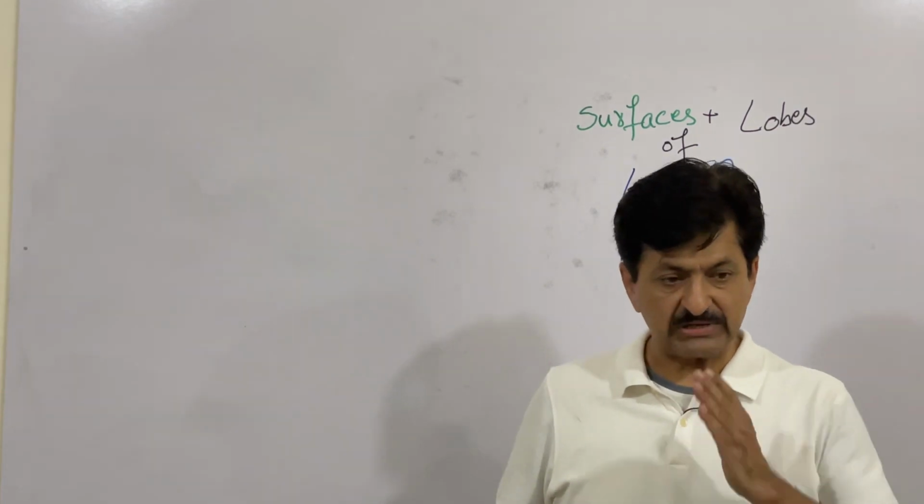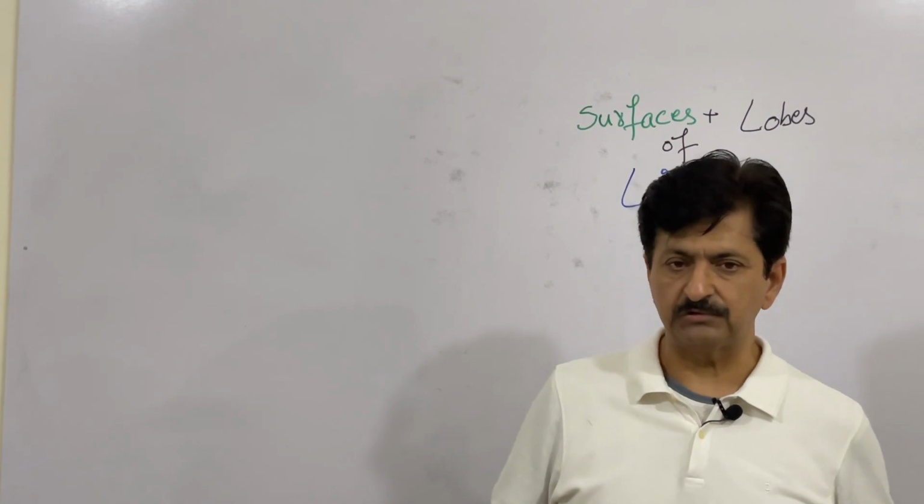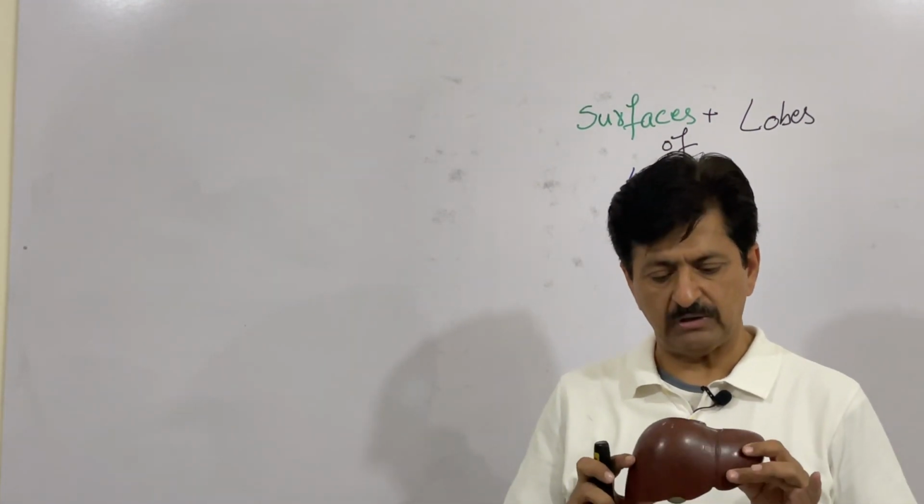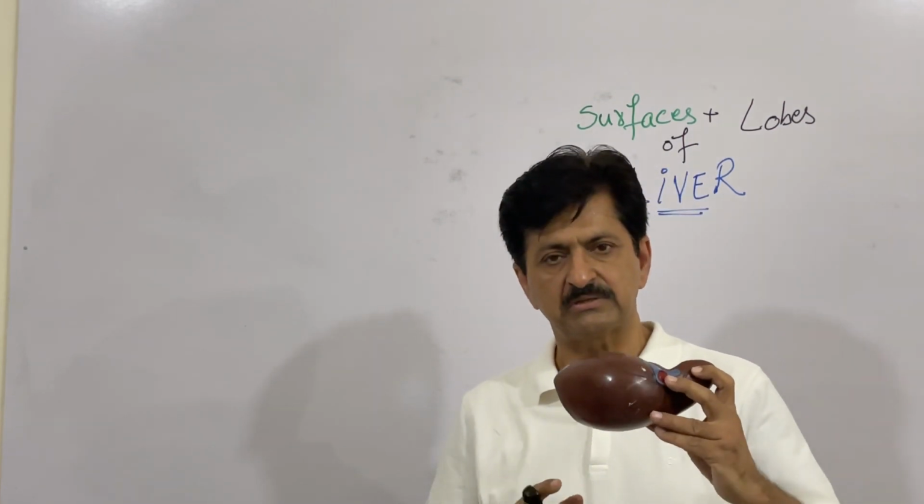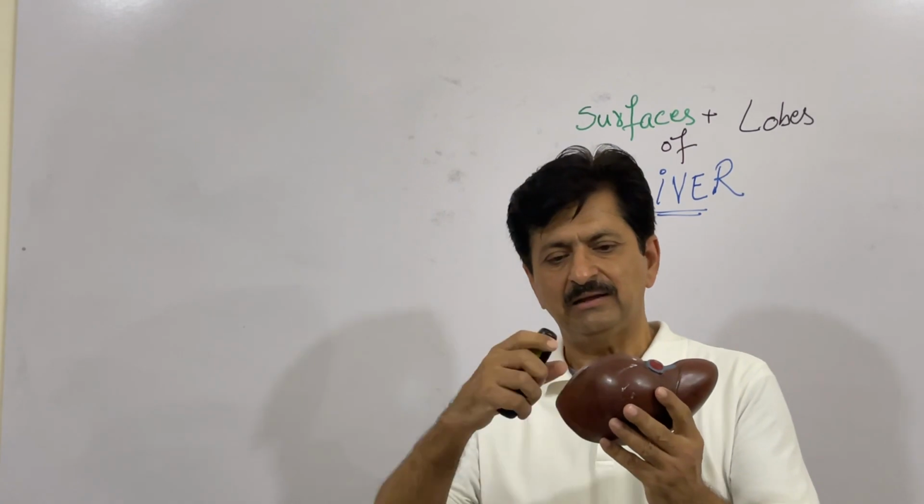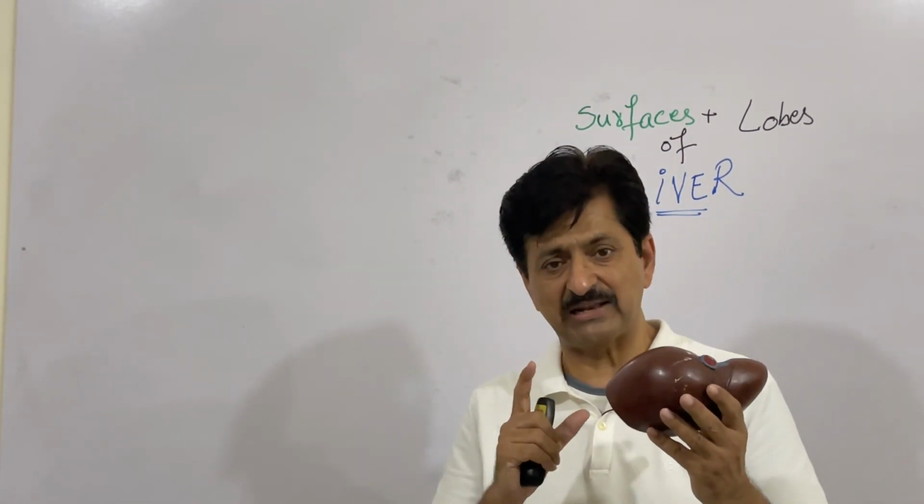Today we are going to discuss the various aspects of the anatomy of the liver. Now, if you are looking at this model, you can see there are various surfaces of the liver. You see that the liver is the largest gland in the body.